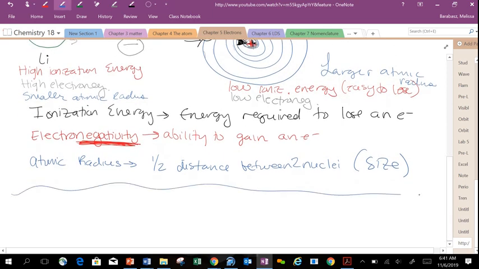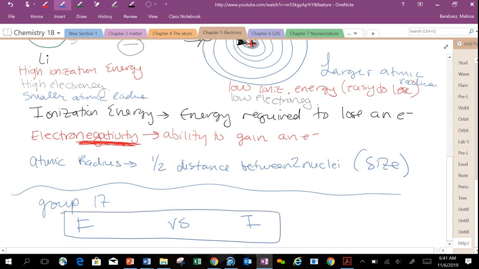So now we can look at the same concept, but looking at group 17, which are your halogens. So we're going to go and we're going to compare fluorine versus iodine. So I want you guys to go through and do that and figure out which is going to have the highest ionization energy, electronegativity, and atomic radius.